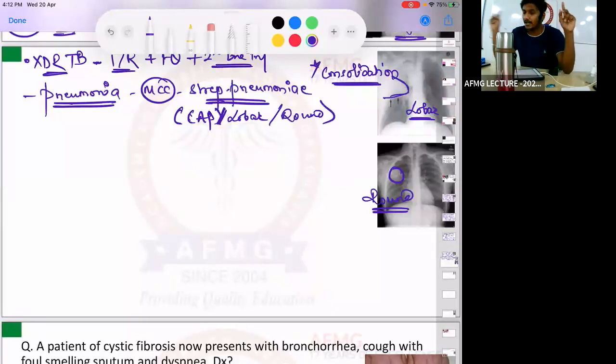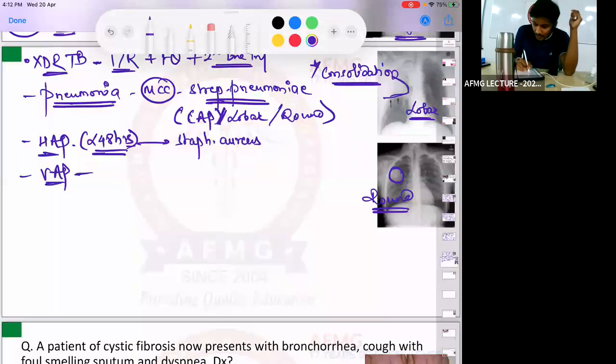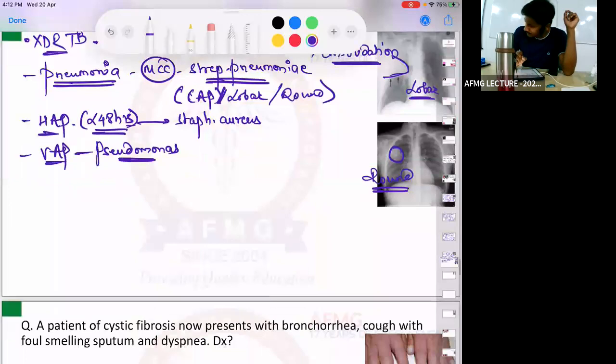Answer change nahi karna. If they ask you most common cause of hospital acquired pneumonia, so hospital acquired means after patient admission, the patient develops symptoms of pneumonia within 48 hours. So most common cause of hospital acquired pneumonia, most common cause of ventilator associated pneumonia, Pseudomonas aeruginosa followed by Acinetobacter.